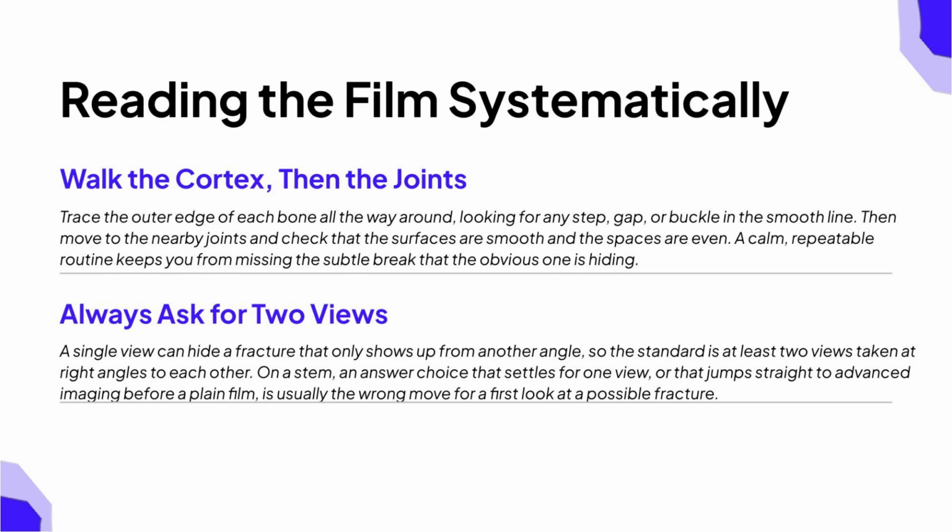And always ask for two views. A single view can hide a break that only appears from another angle, so the standard is at least two views taken at right angles. On a stem, an answer that settles for a single view, or that jumps straight to advanced imaging before a simple plain film, is usually the wrong first move when you suspect a fracture.